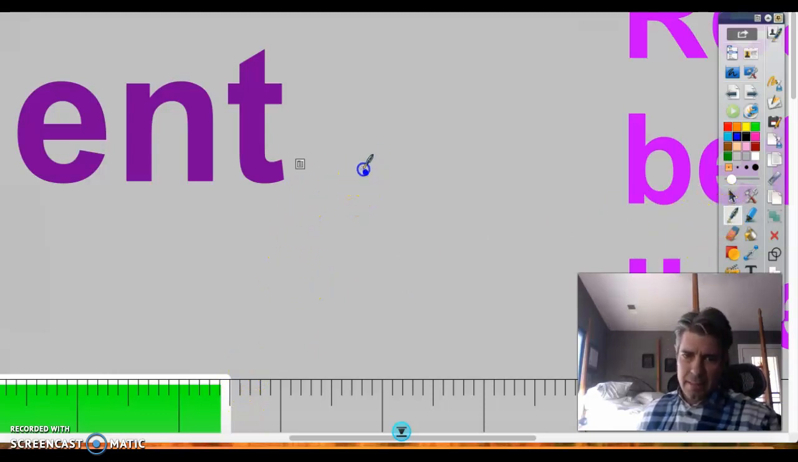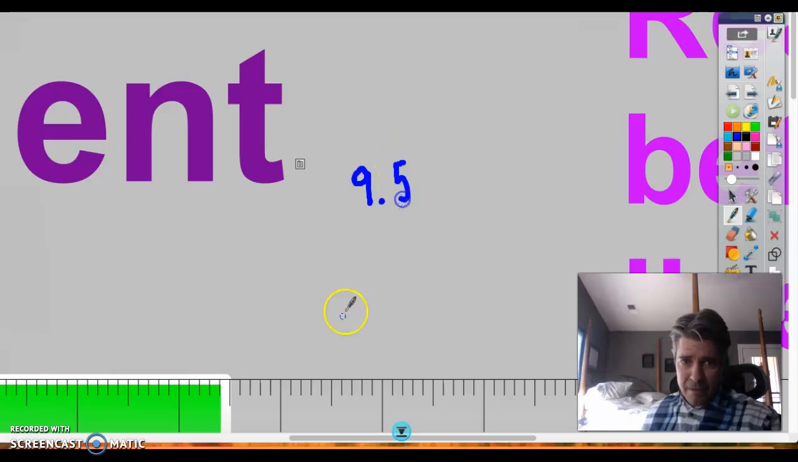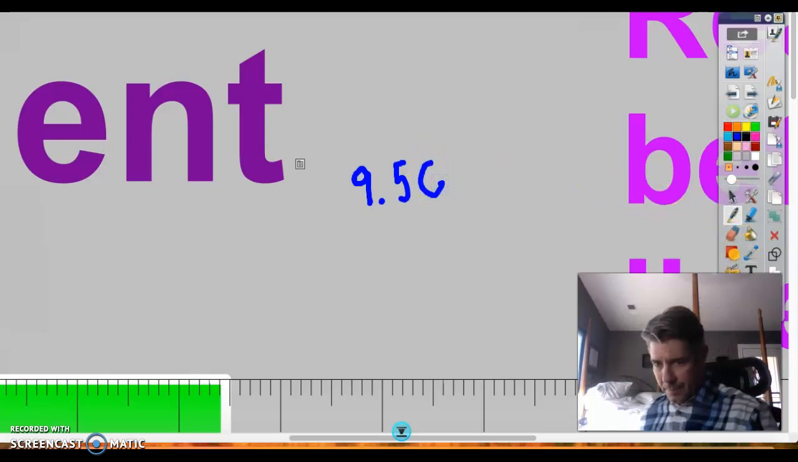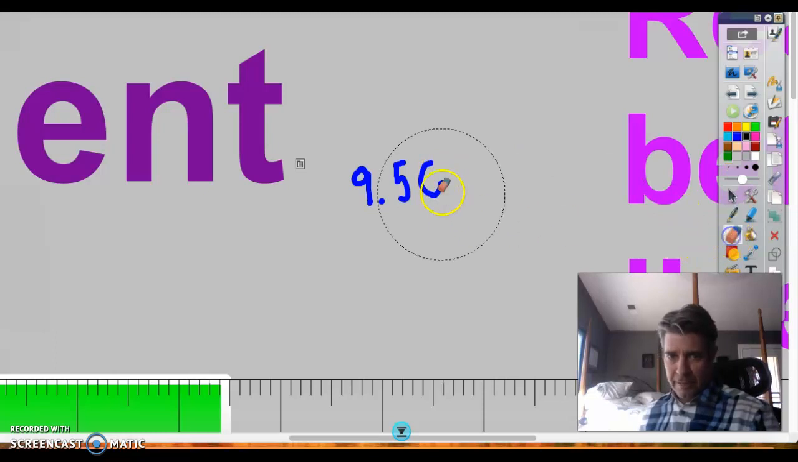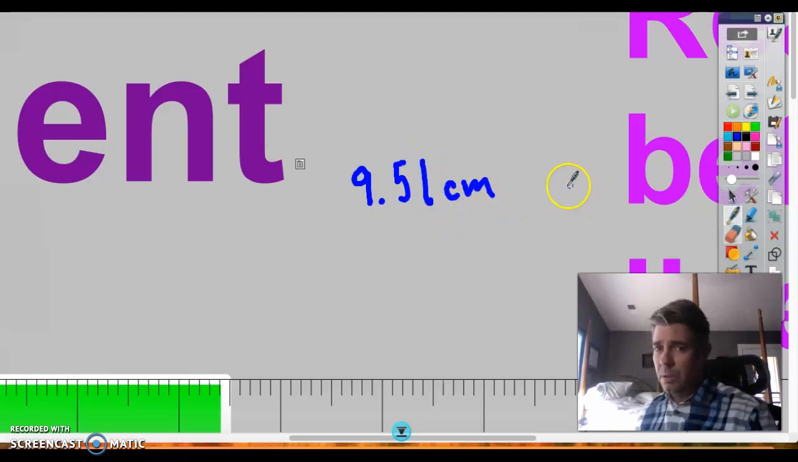So I would say this is 9 point, now that I have more lines, my tool has improved. I spent more money on my tool, it comes down to the tool. Now I have to read between these little lines. I know that it is between 5 and 6, so I can say 9.5. You could say 9.50 would probably be correct, but it looks like it's just barely past there. I'm going to say that this is 9.51 centimeters. I couldn't say 9.512. That'd be incorrect.